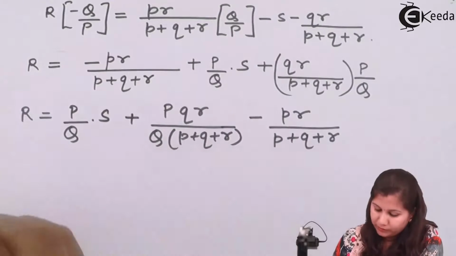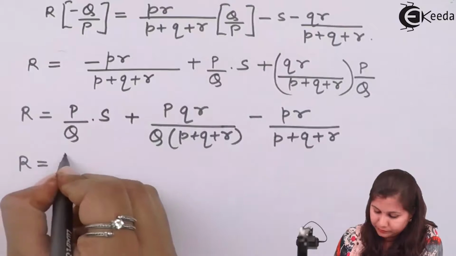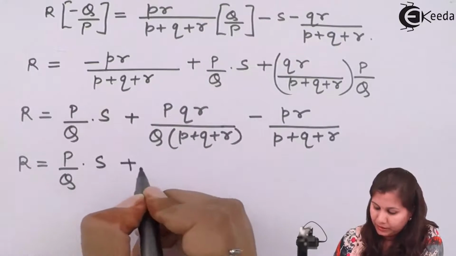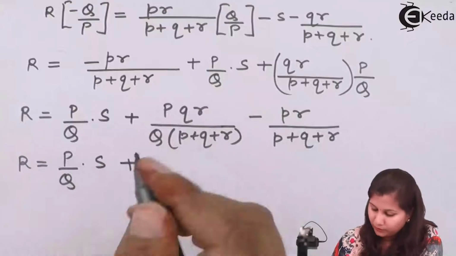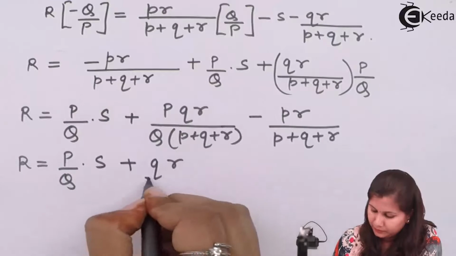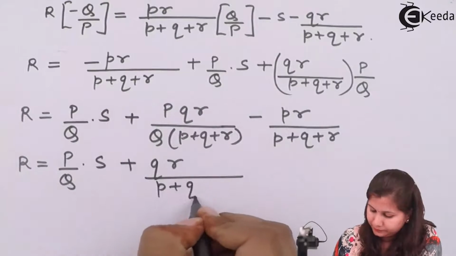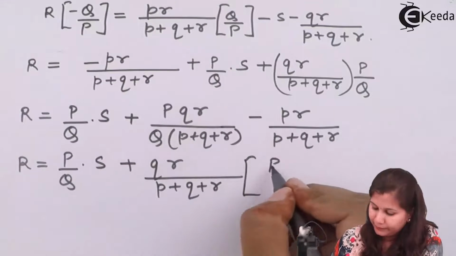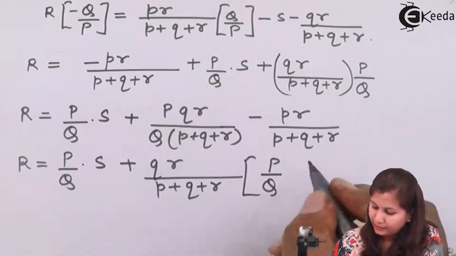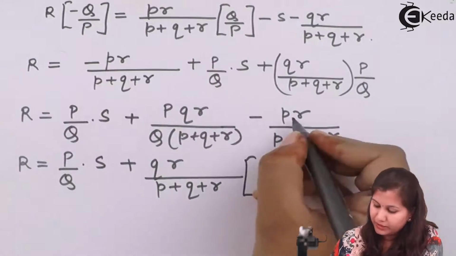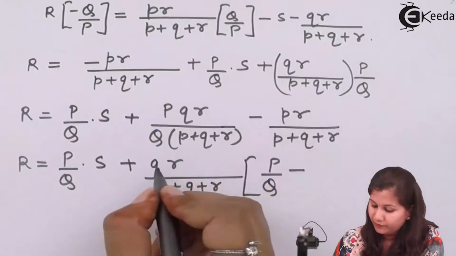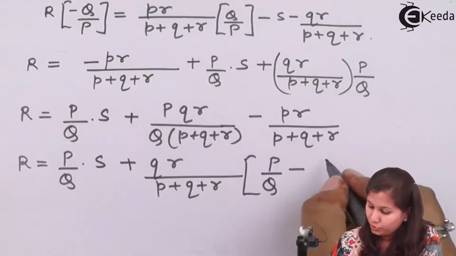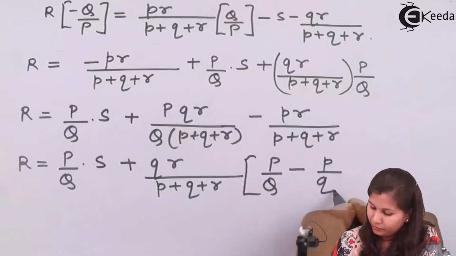Now let's take common. We are taking QR as common. So from the first term we are left with capital P upon Q, and from the second term, because it is not having Q here, we have taken Q common, so we have to divide it with Q. So we will get P upon Q.